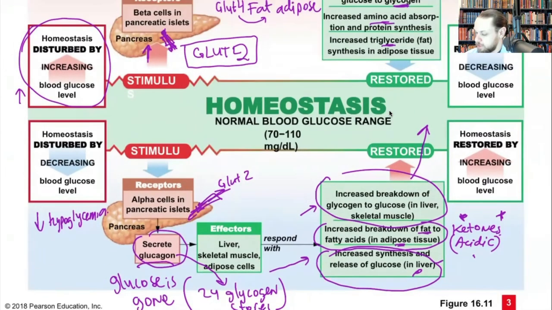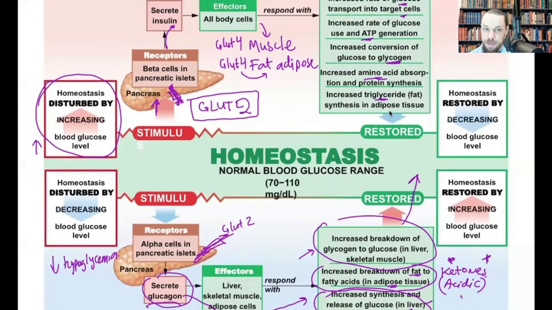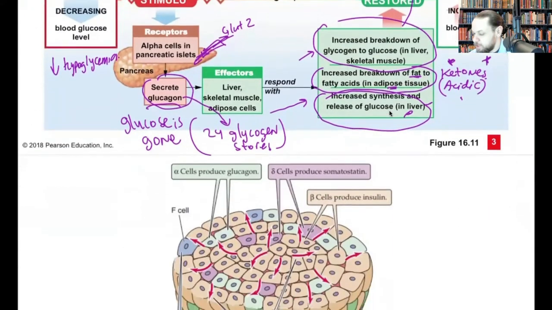This is essentially the homeostasis. What happens in your body when you have high sugar, sugar triggers storage. When you have low sugar, it triggers breakdown. This is the function of insulin and glucagon. Any questions about this mechanism? If there are no questions, we're going to go forward.